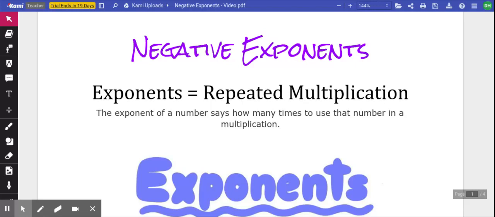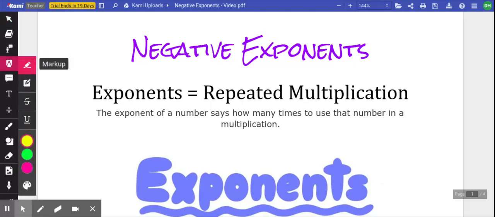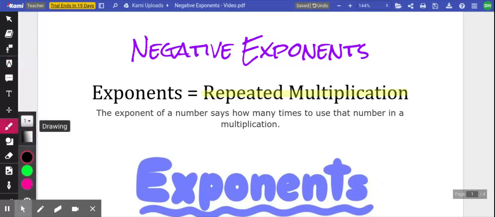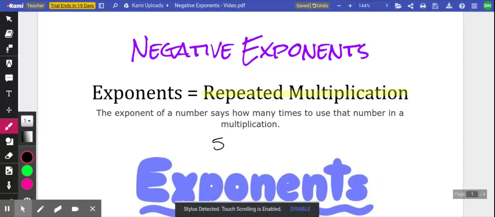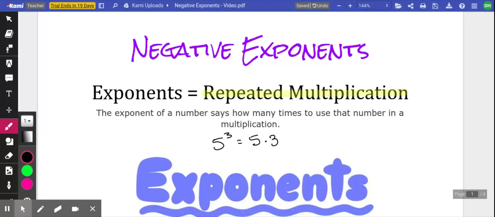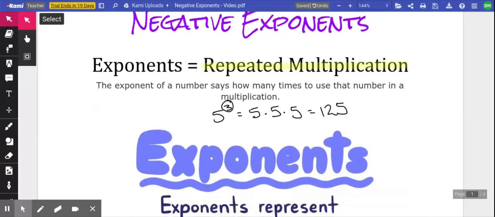Okay, so first let's set the stage. Let's recap what we know about exponents up to this moment. We've always defined exponents as simply being repeated multiplication. In other words, the exponent of a number says how many times we want to use that number in multiplication. So it's been real straightforward. If you saw 5 to the third power, well, we want to repeat that 5 three different times. And 5 times 5 times 5 makes 125. So that's all this is, an indicator of how many times we want to repeat that multiplication.